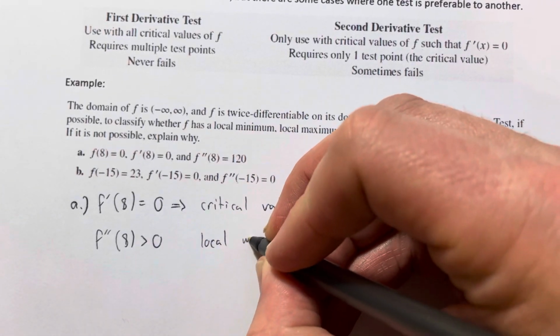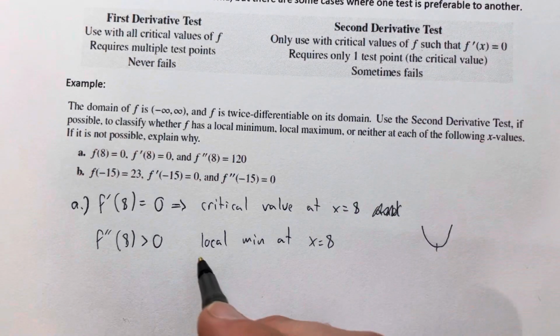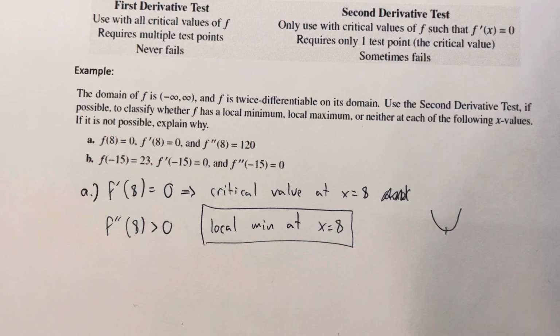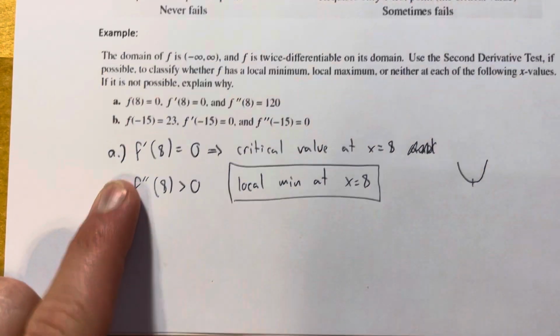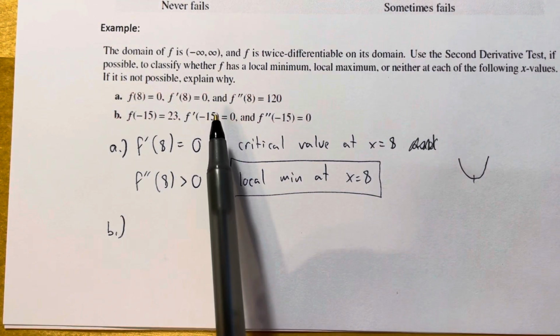So we have a local min at x equals 8, and that's because of the second derivative test. That's all I had to verify. Let's try the second part, part B here. What can we say about this?